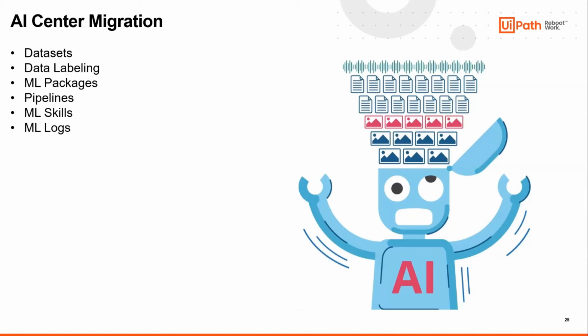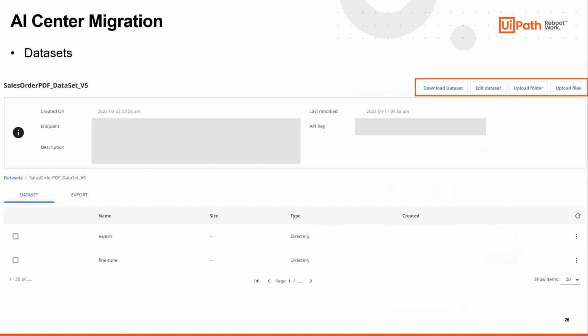For AI Center, these are basically the components in AI Center. Some of these can be migrated while some just cannot be migrated. So you would have to let the customer know and see if it's acceptable to them given the limitation. So let's go through these real quick.